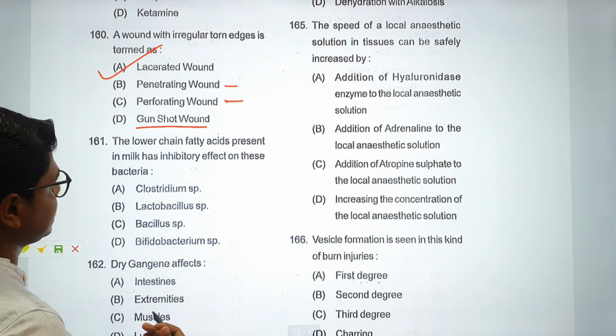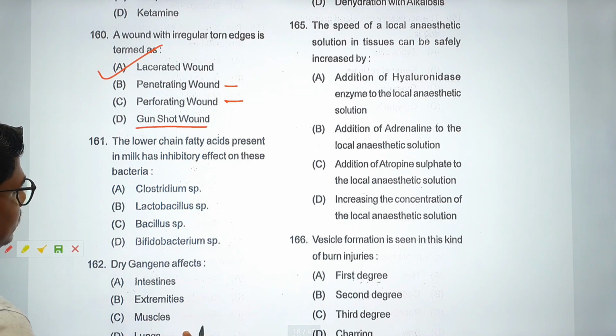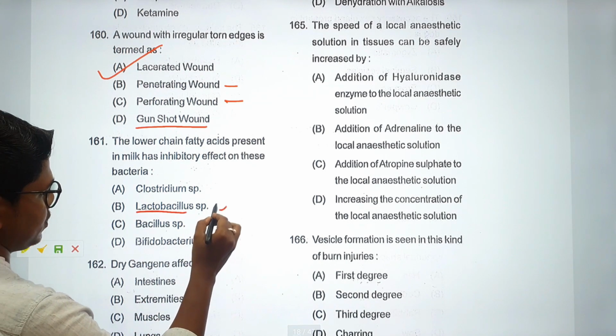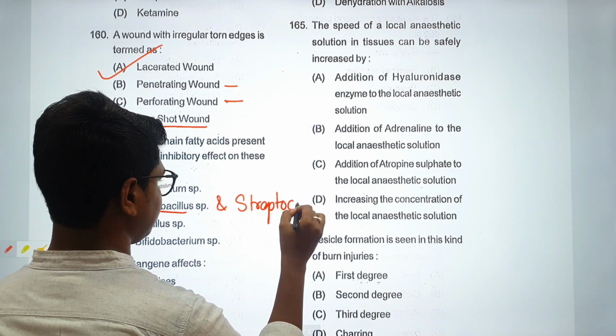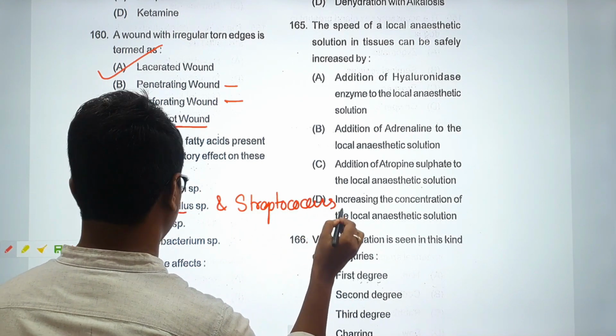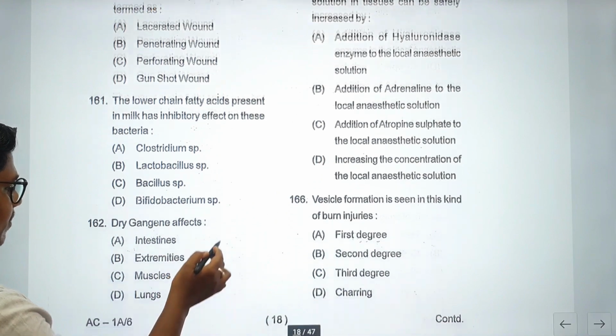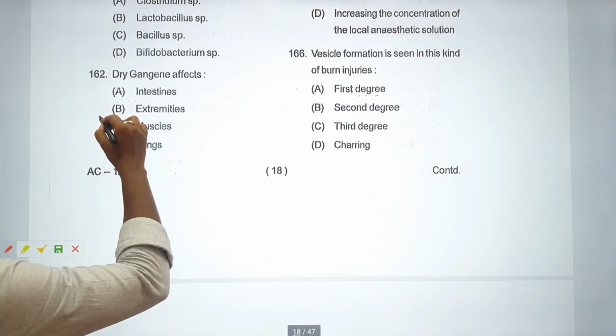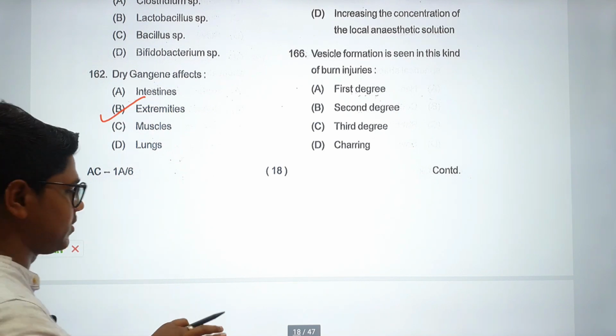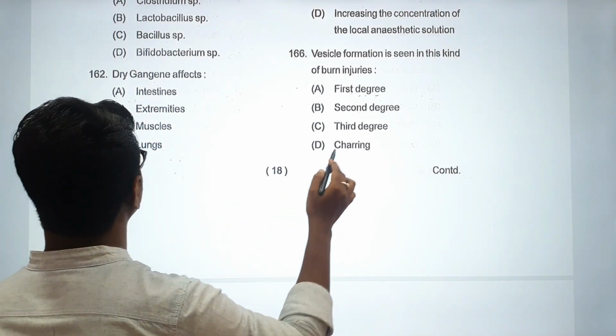The lower chain fatty acid present in milk has an inhibitory effect on these bacteria, lactobacillus and also streptococcus. Next, dry gangrene usually affects the area where the vasculature is less, usually the extremities, where the blood vessel supply is less.